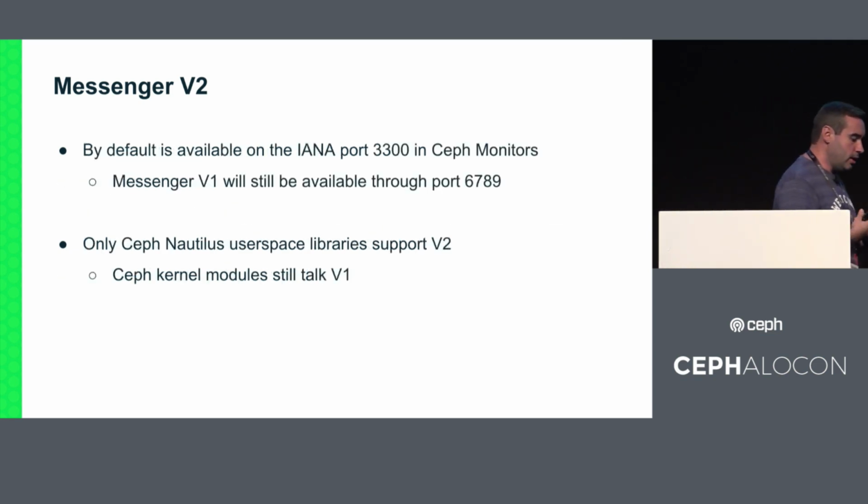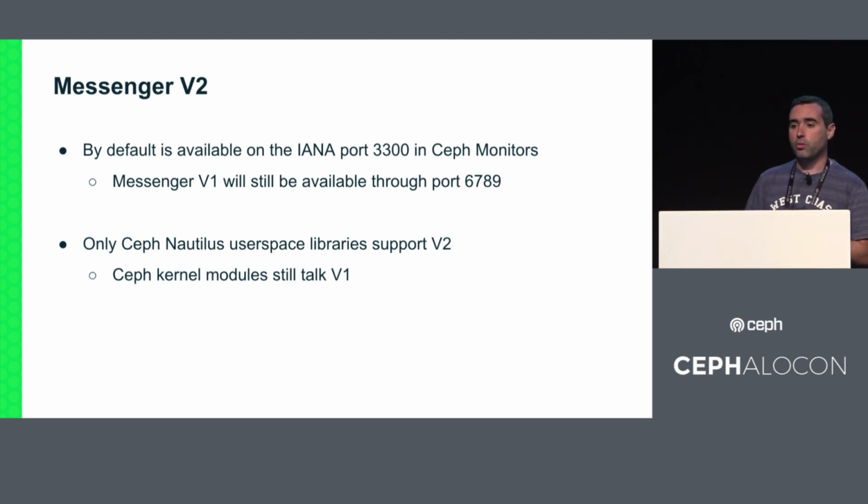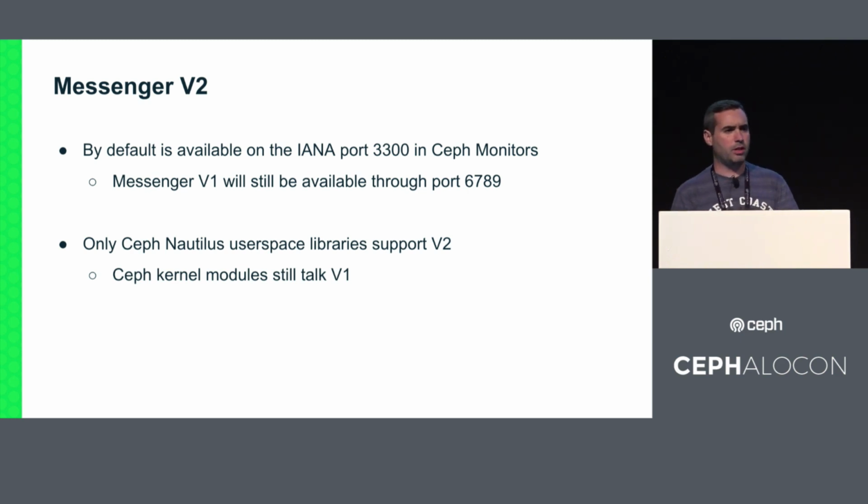So in Ceph Nautilus, the V2 protocol is available on port 3300 for Ceph Mons. And we didn't remove V1, otherwise clients from previous versions could not connect to Nautilus. So basically, Ceph Mons are now listening on two ports.